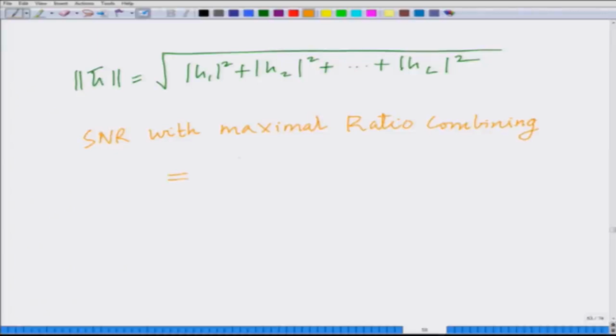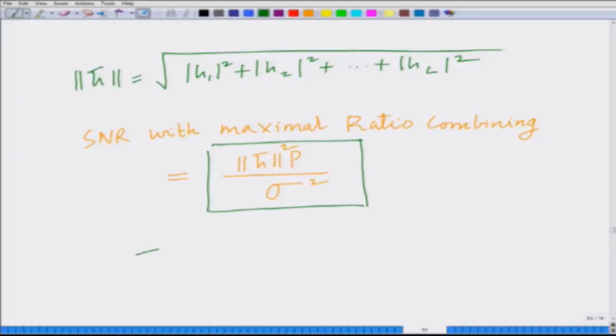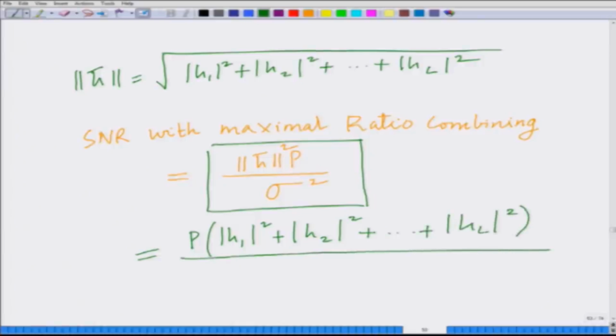And also the SNR with maximal ratio combining equals norm H bar square times P divided by sigma square. This is my SNR with maximal ratio combining, which is equal to P times magnitude H1 square plus magnitude H2 square plus so on up to magnitude HL square, divided by sigma square. So, what we have derived is the SNR with maximal ratio combining in an L antenna system.